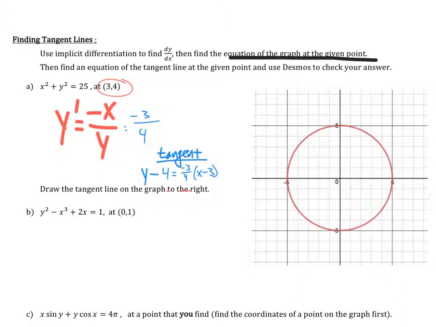So point slope form. There's our equation. Now we can graph the point. If we look over here on the circle, we got the point (3, 4). There's our point (3, 4). And if we know the slope is negative 3/4, we can go 3 down, 4 to the right. And we can go 3 up, 4 to the left.